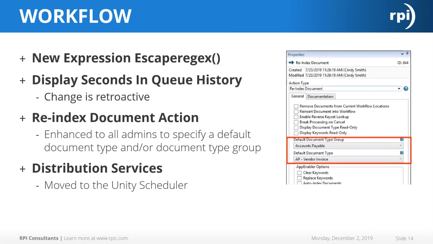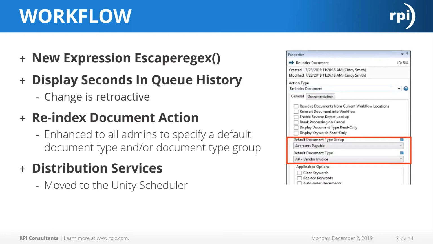Display seconds in the queue history. This change is actually retroactive. So now when you're looking at your workflow history, you can see it down to a second. This is huge for accurate troubleshooting and audit logging. So that way you know exactly what hour, time, minute, second somebody clicked a task or something moved from one queue to another.